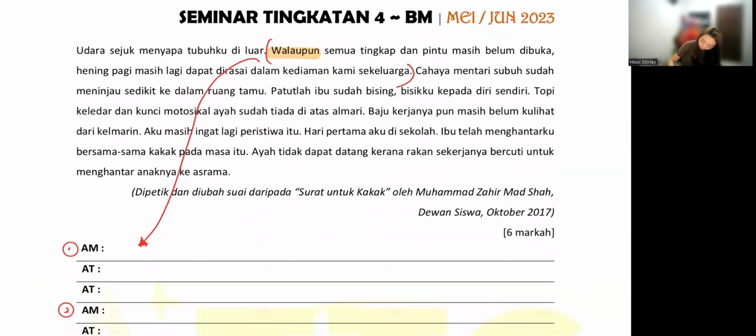You start with semua tingkap, blah blah, sekeluarga. Buat sekeluarga dibuka. Okay, then the second one, hening pagi. Hening means quiet. So hening pagi means a very quiet moment until sekeluarga. So in the exam, this is how you present your answer. Then just move on with the second sentence and the third sentence. Okay, so in the exam, this is how you do it.